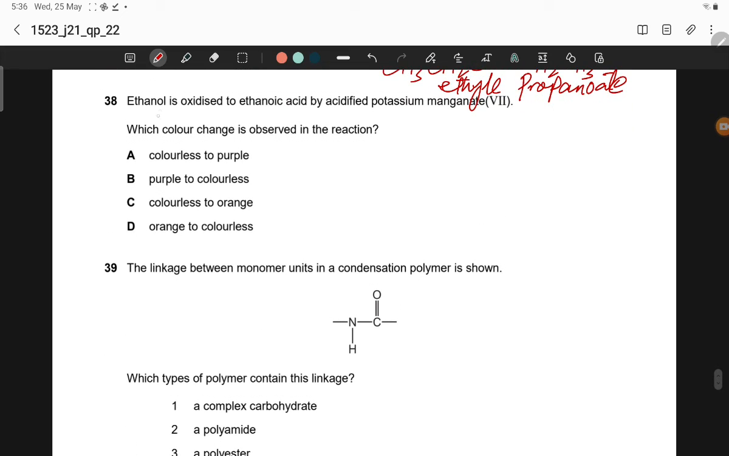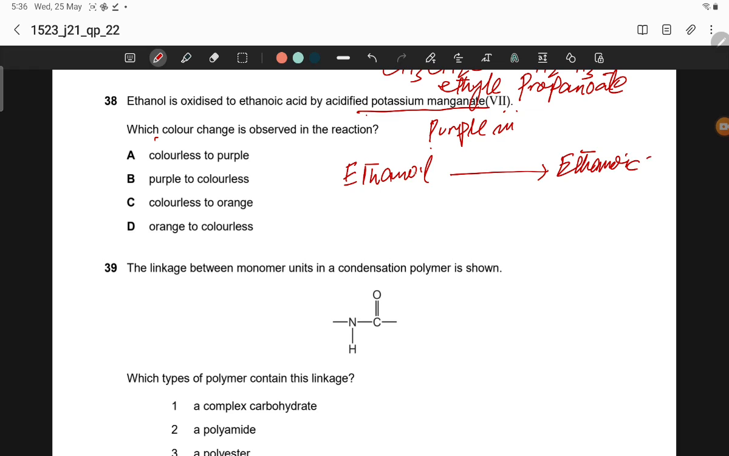Question number 38. Ethanol is oxidized to ethanoic acid by acidified potassium manganate 7. Which color change is observed in the reaction? Acidified manganate is purple in color. So ethanol decolorizes the acidified MnO4 as it is oxidized into ethanoic acid. So this is purple, and when ethanoic acid is formed, it goes from purple to colorless. B option is correct.